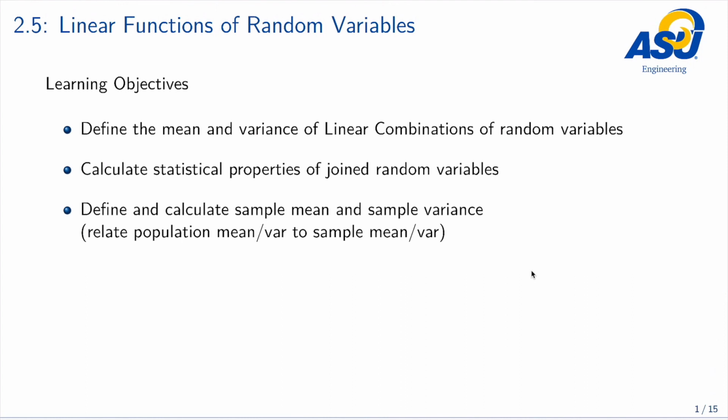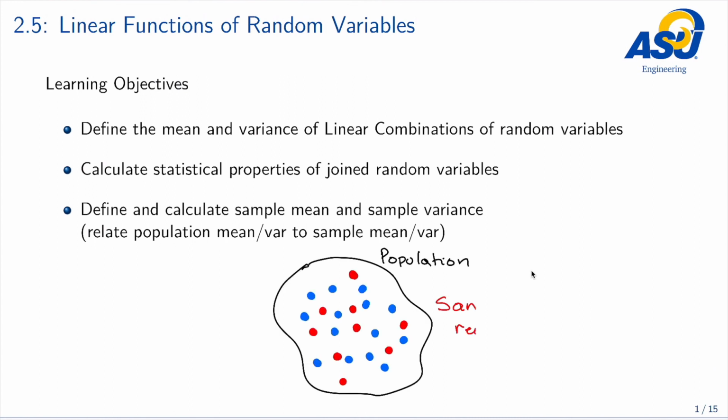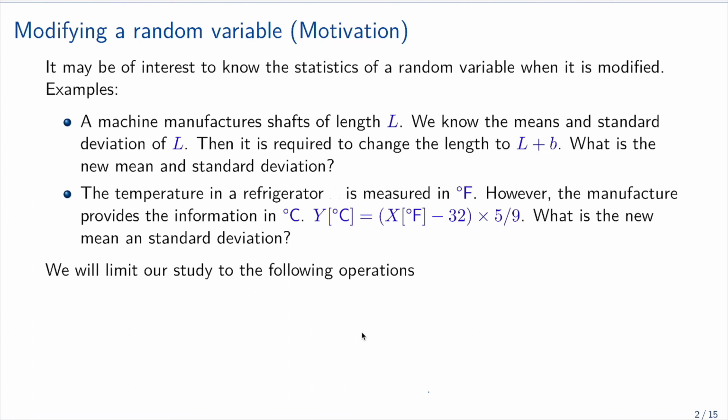Section 2.5 Linear Functions of Random Variables. In this video, we are going to define the mean and variance of linear combinations of random variables, calculate the statistical properties of joint random variables, and define and calculate sample mean and sample variance, and also relate them with the population mean and variance. Remember, the population is a superset that contains the sample.